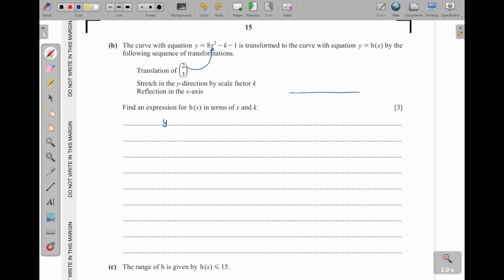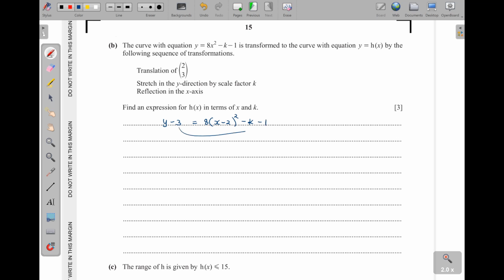3 units. Now, when I put this 3 where y is, it will go there as a minus. 2 will go where x is, it will go there as a minus. So we shall have y minus 3 equal to 8, then x will be transformed to x minus 2 here, squared. Then minus k minus 1, you see?